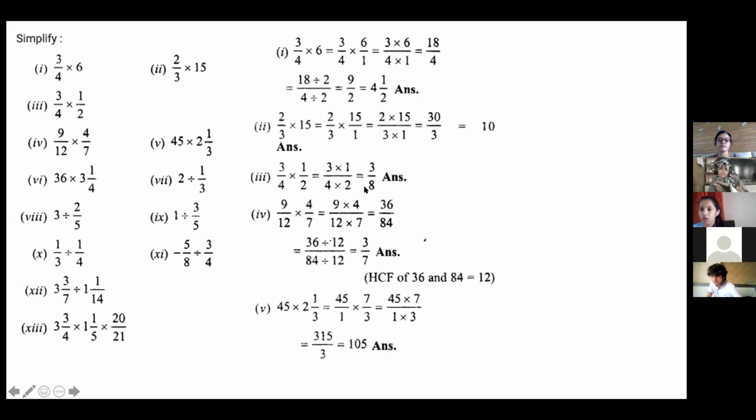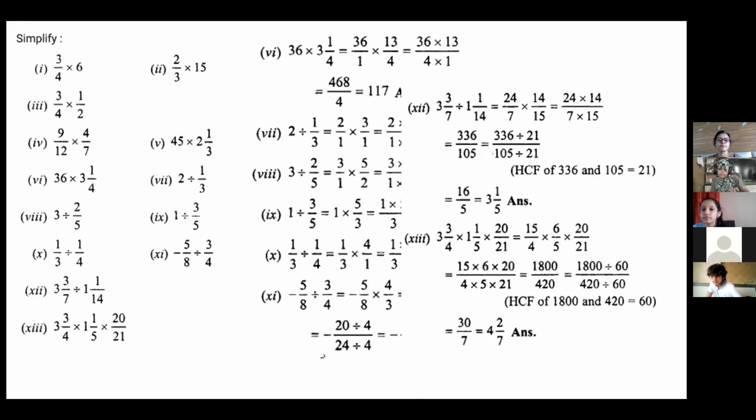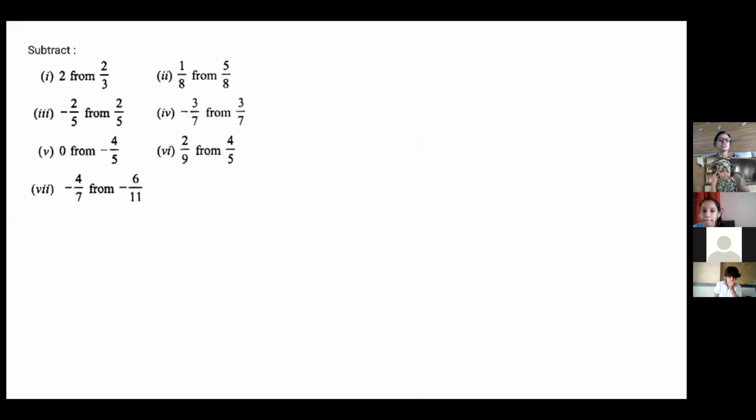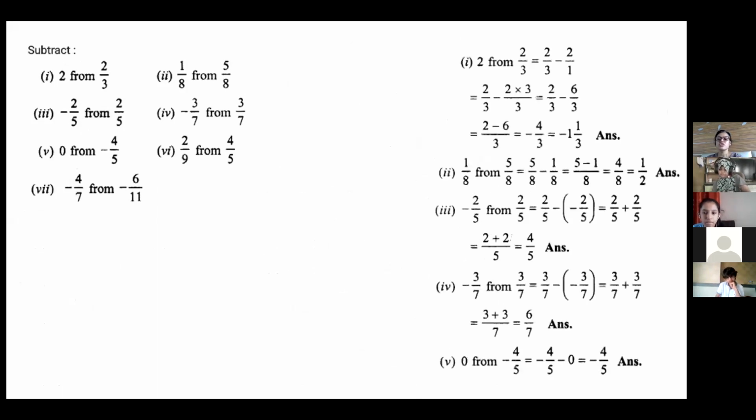And now how should I cancel? I cancel 15: 5 threes are 15 and 5 ones are 5. You can write the answer in the mixed fraction. Subtraction I'm not giving because you know to find the LCM and do it. So I'm not giving you subtraction questions.